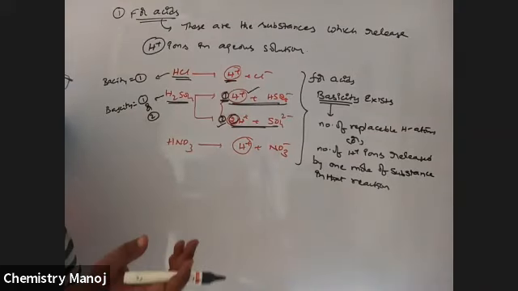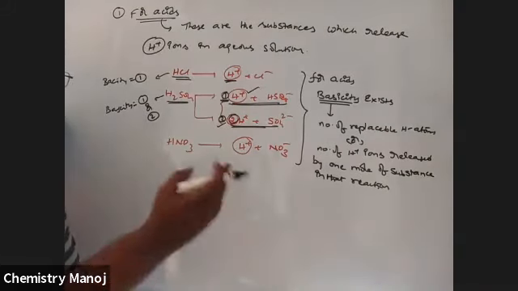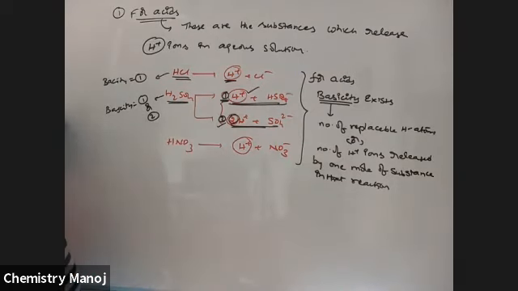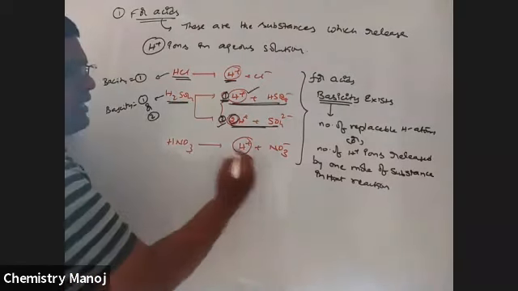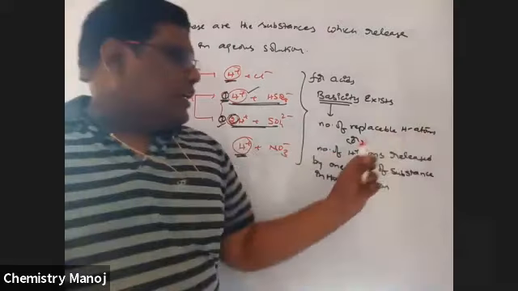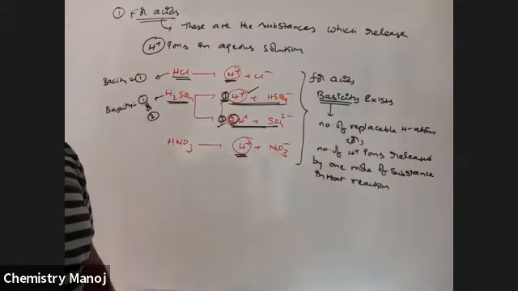That means basicity is nothing but the number of H plus ions released when it is dissolved in water by 1 mole of substance. If HNO3, basicity is equal to 1 only. So what is basicity? Basicity is the number of replaceable hydrogen atoms or the number of H plus ions released by 1 mole of substance in that reaction.